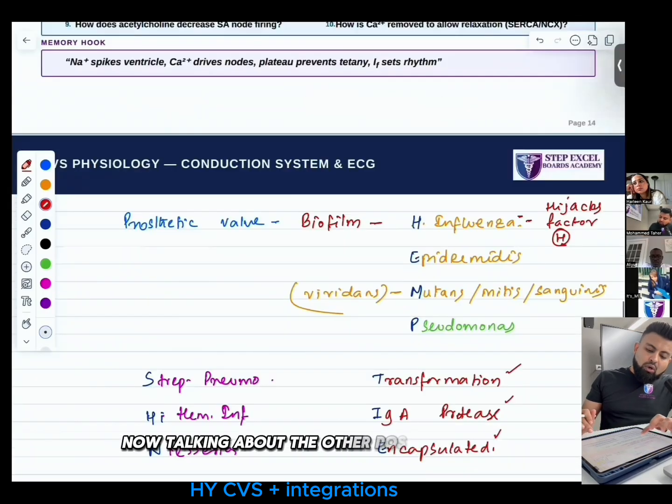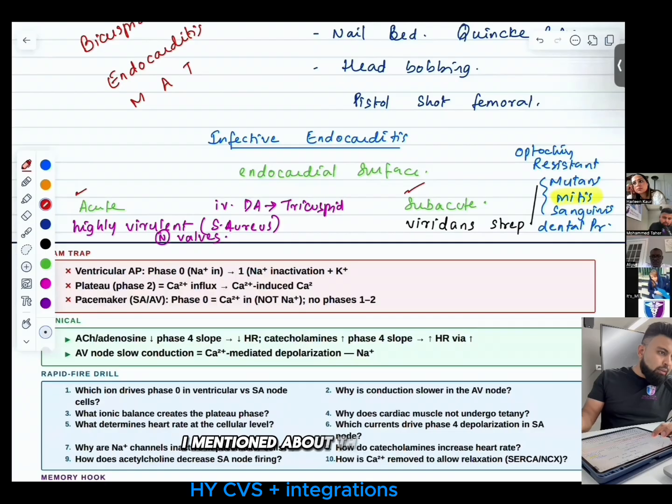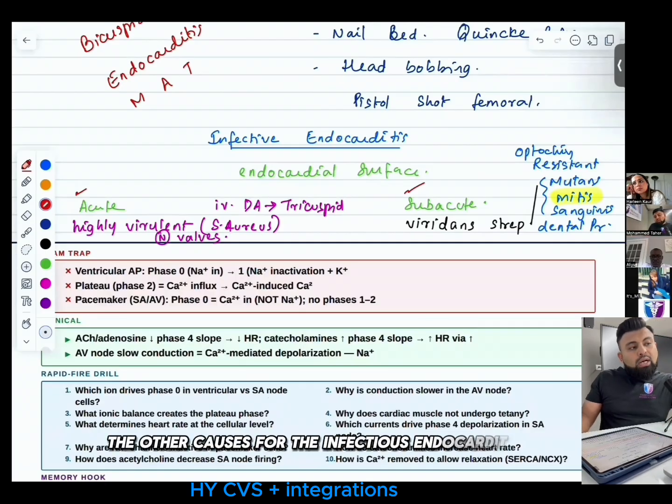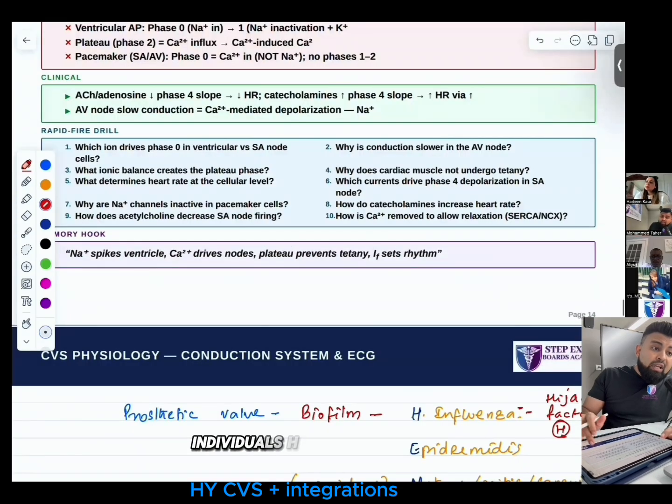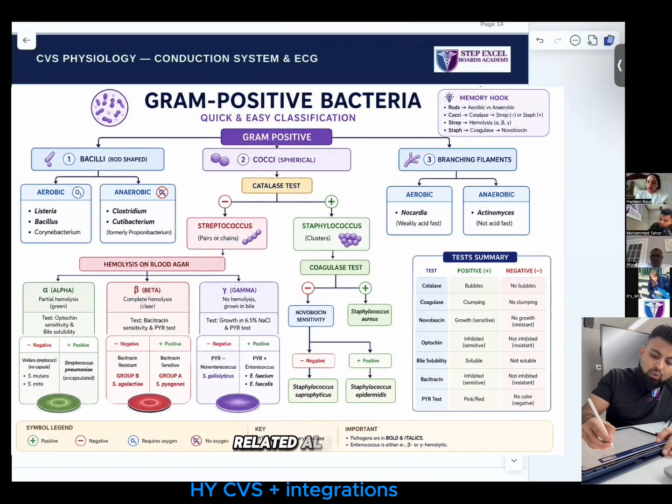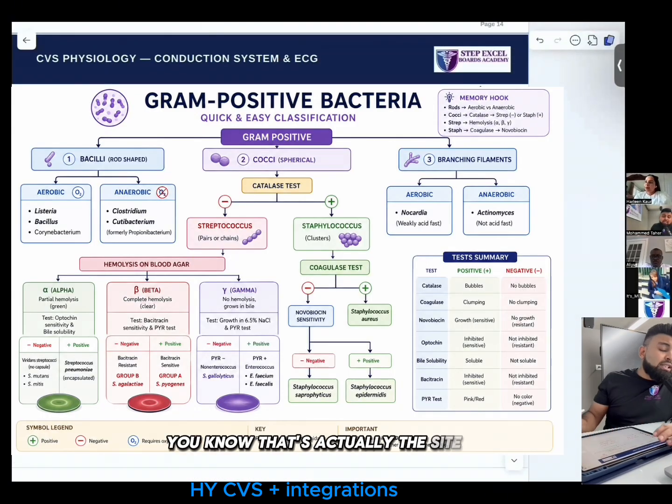Now, talking about the other causative agents. So I finished with acute. I mentioned the subacute. The other causes of infective endocarditis that you also have to remember are in individuals with prosthetic devices, which is actually the site where, with the help of that biofilm, it adheres and attaches.